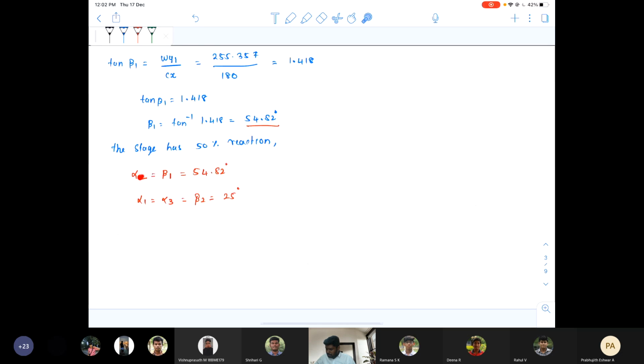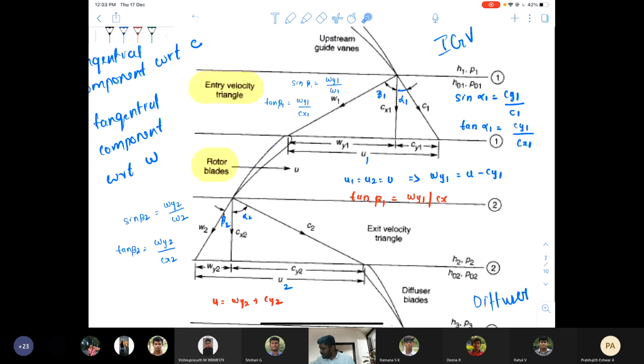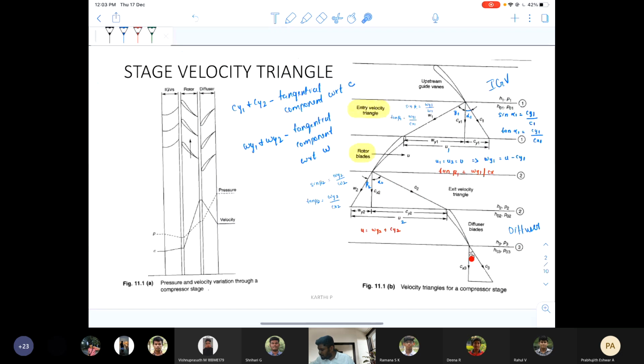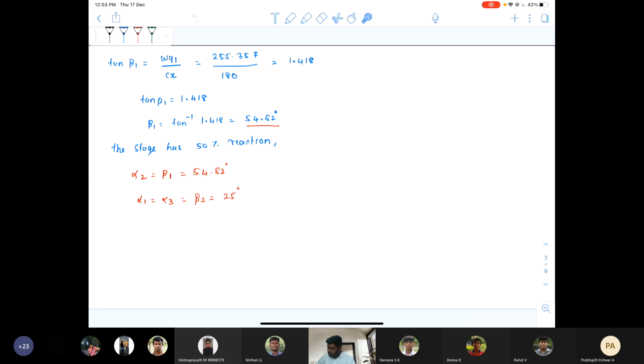Now we know that alpha 2 is equal to beta 1 and alpha 1 is equal to alpha 3. From the stage velocity triangle, you know that this value of alpha 1 is equal to alpha 3, which is equal to beta 2, because it is equal to the stator exit. Therefore, we will be getting beta 2 equal to 25 degree. We know these equations. Now, with this data, we should find the mass flow rate.